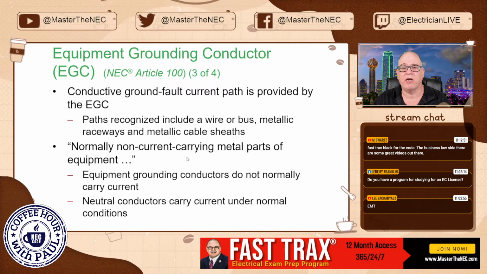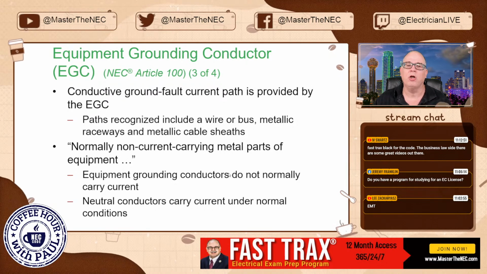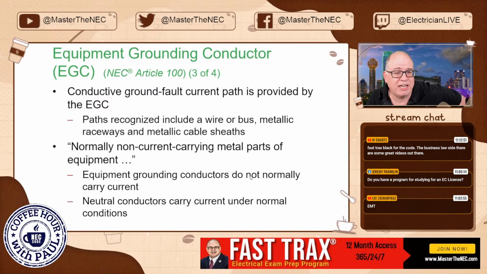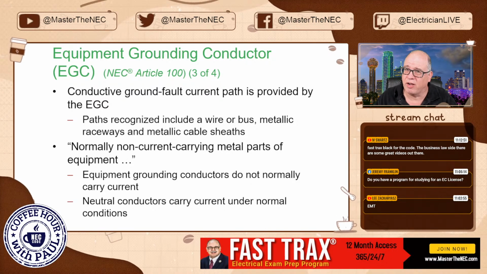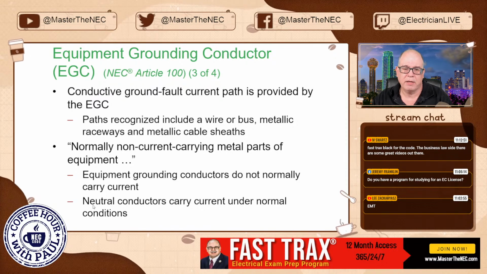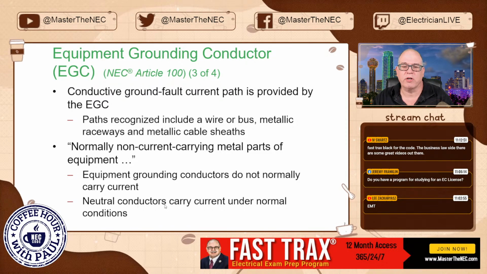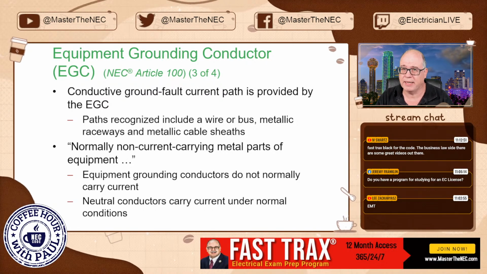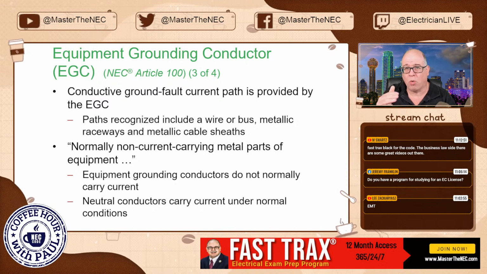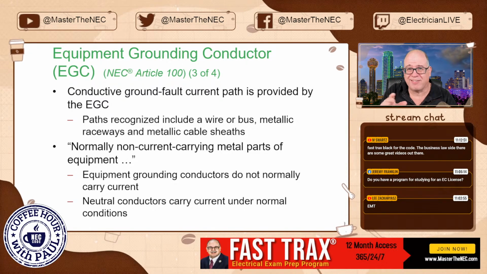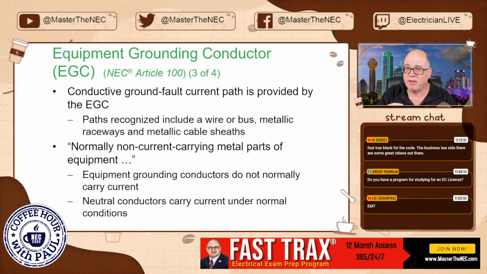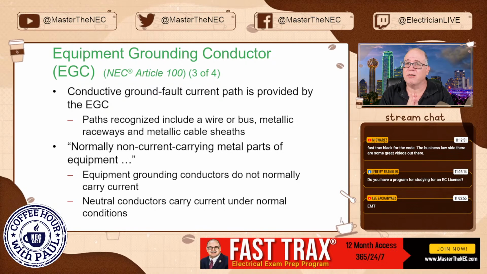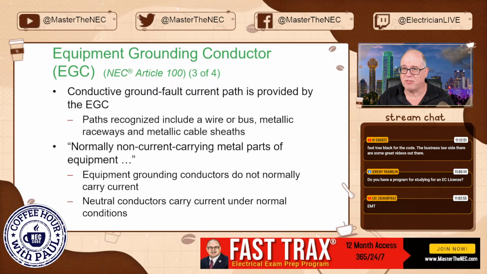And normally non-current-carrying metal parts of the equipment are all tied together with equipment grounding conductors, okay? And they are not designed to normally carry current. They only do it in the case of a ground fault condition. Now, neutral conductors carry current under normal conditions. So you're always going to have current traveling on the neutral, okay? That's why we don't want to make those connections to any metal parts downstream of the service with that neutral, because if you give it other paths back, remember, current doesn't just travel on the path of least resistance, okay?